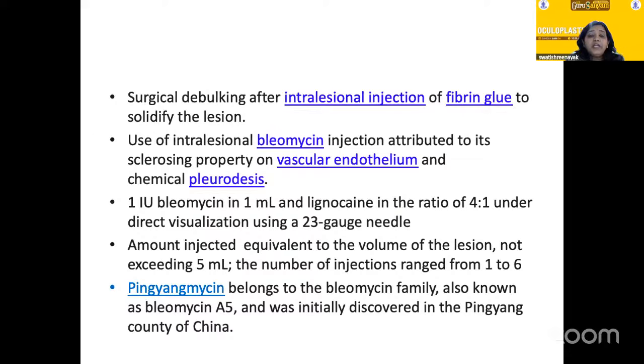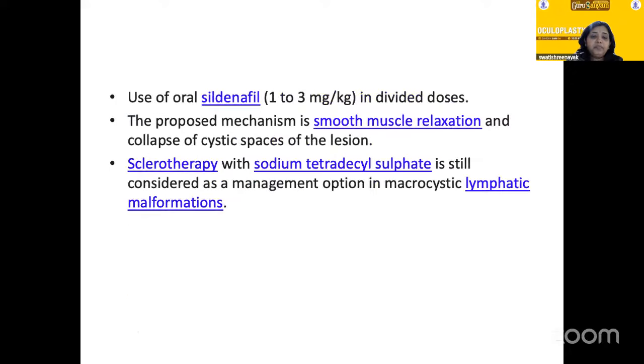Now, surgical debulking is advised, but after intralesional injection of the fibrin glue, so intralesional bleomycin is also being tried. So 1 international unit of bleomycin, 1 ml, and lignocaine in the ratio of 4:1 has been reported. Another agent is Pingyangmycin, which belongs to the bleomycin family, and it was initially discovered in the Pingyang county of China, from where it has got its name.